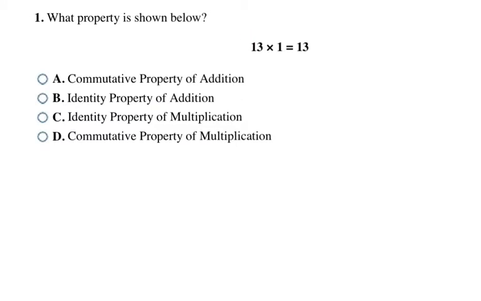Here they give us the problem 13 times 1 equals 13, and they ask which property this is. The choices are commutative property of addition, identity property of addition, identity property of multiplication, and commutative property of multiplication. Here's a heads up: if it has multiplication in the equation, you have to have multiplication in your answer. So right away I know A and B are out, and I'm left with identity and commutative. This is the identity property because it's times 1. It's the identity because you start with 13 and you end with 13. The identity doesn't change. So your final answer is C.